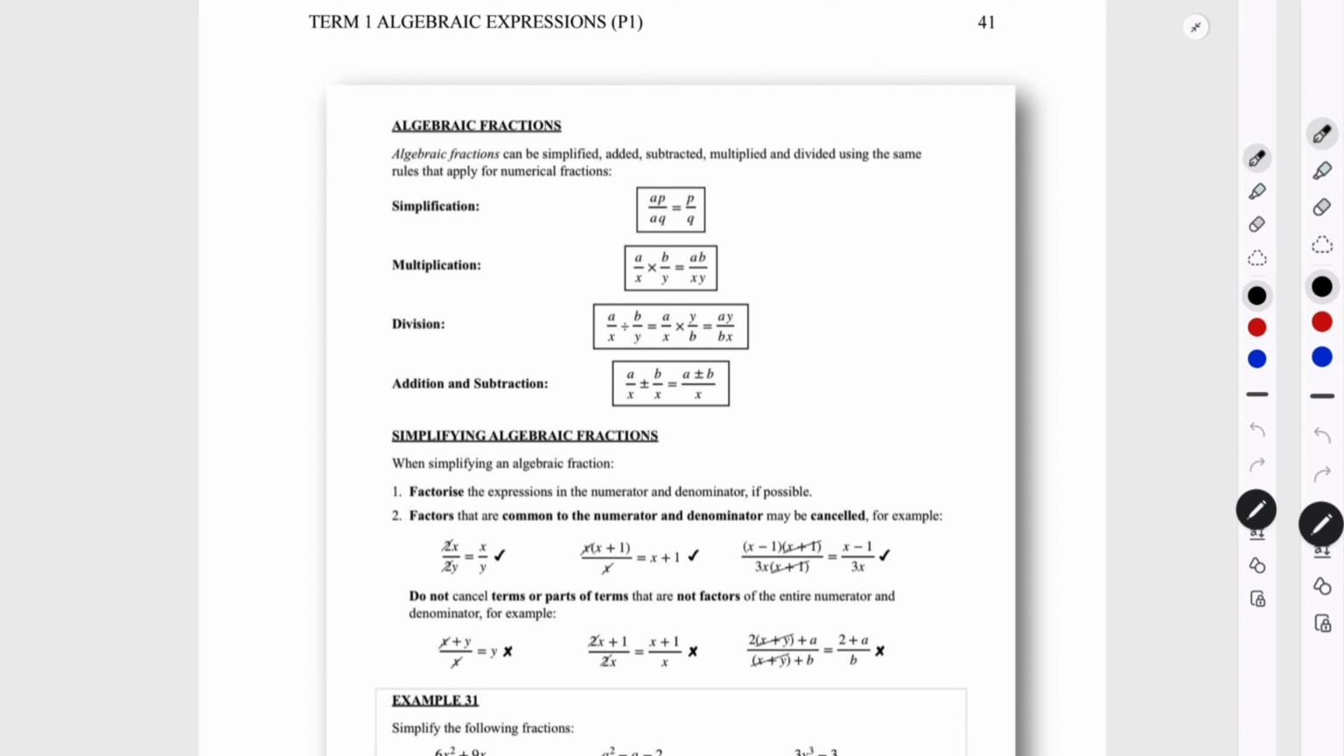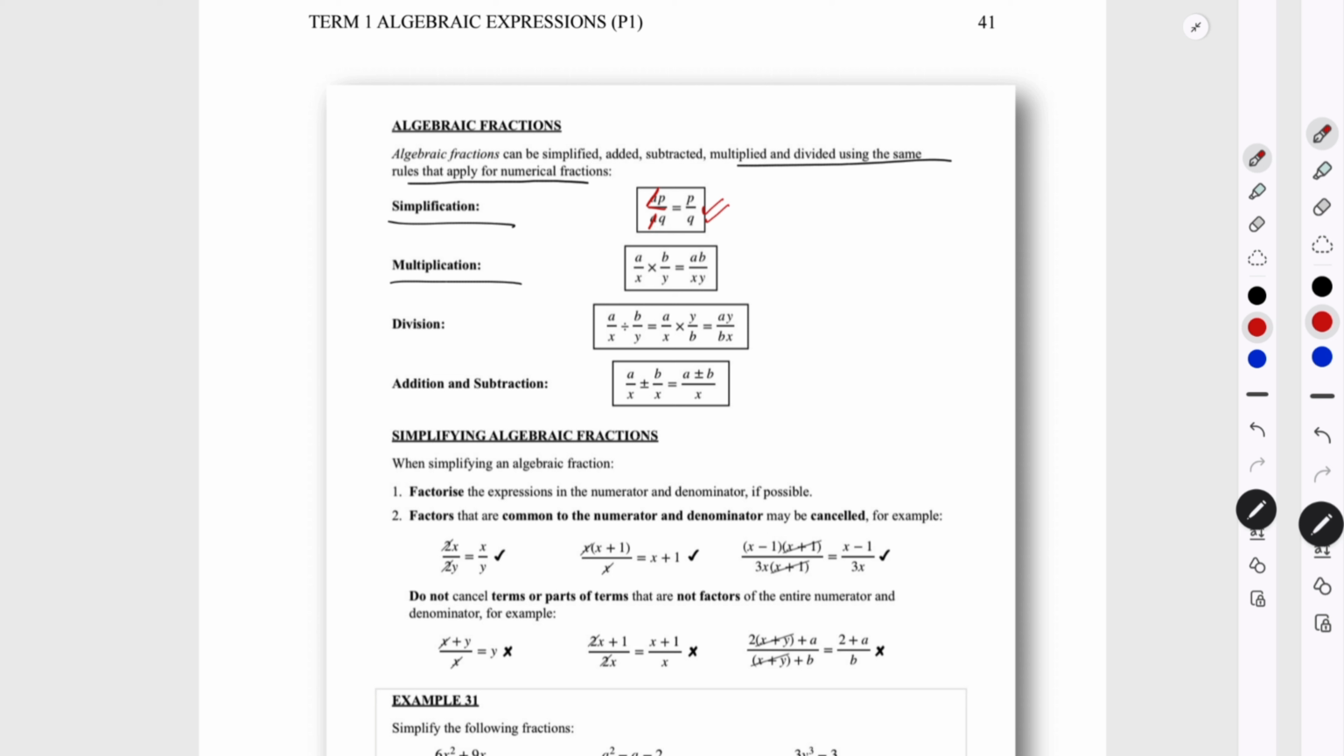It says to us algebraic fractions can be simplified, added, subtracted, multiplied, and divided using the same rules that apply for numerical fractions. We are going to start first with the simplification and the multiplication in this video. I'm probably going to do multiplication only. Then in the next videos I'll do addition and subtraction.